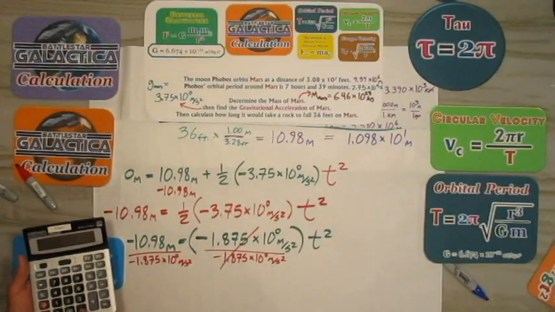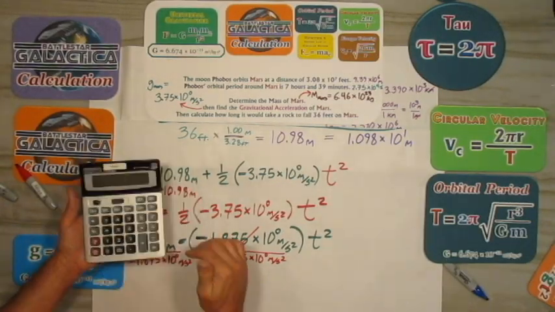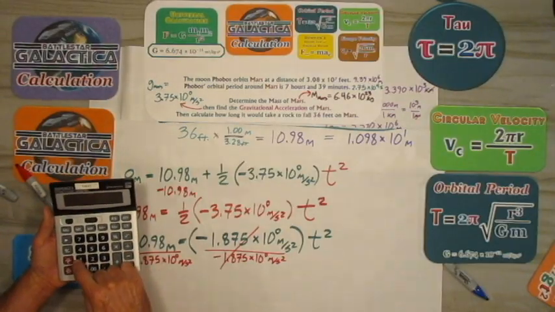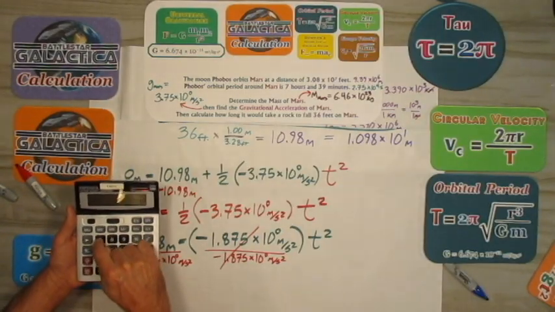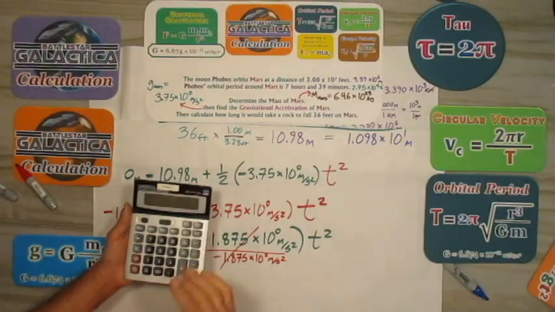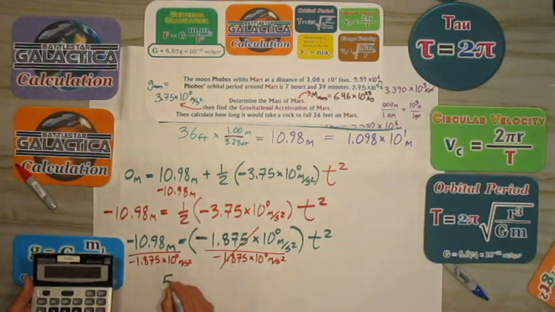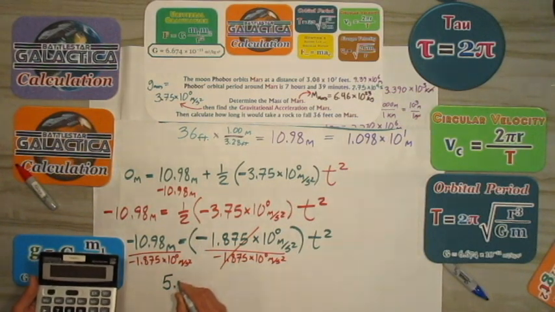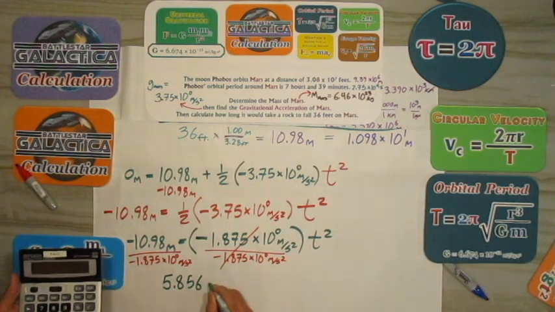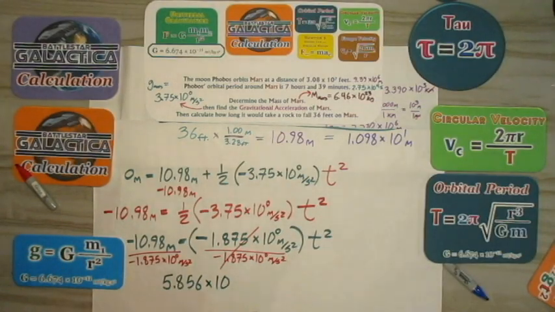So 10.98. I never put the negative signs into the calculator, by the way. Divided by 1.875, and I get 5.856. So I'm going to write that as 5.856. The problem is I just divided something without an exponent by something with an exponent. But remember, if you do that, you keep the same exponent, 10 to the 0.